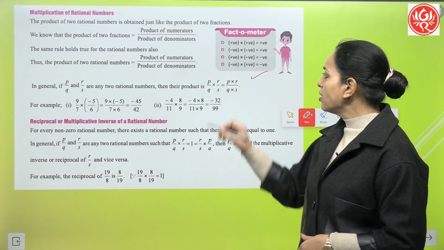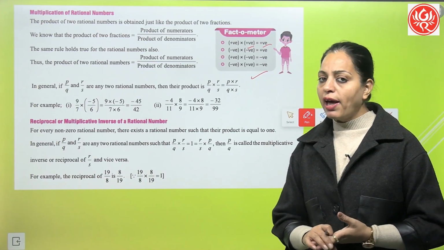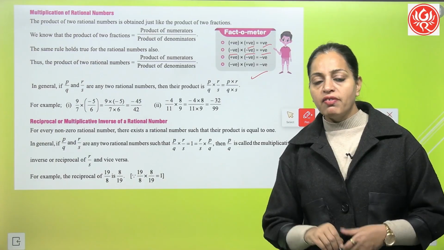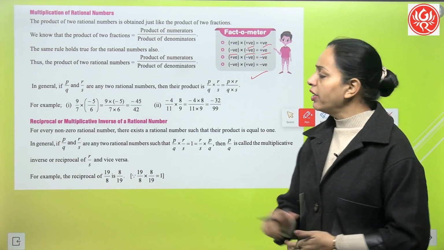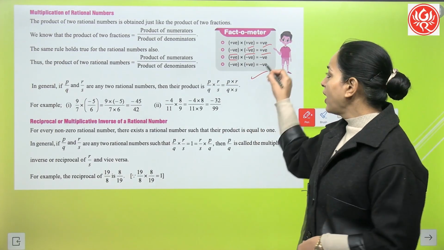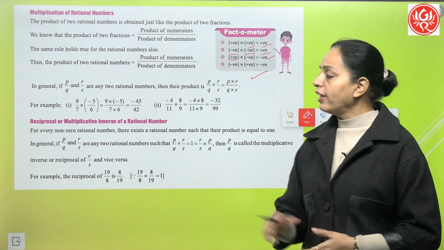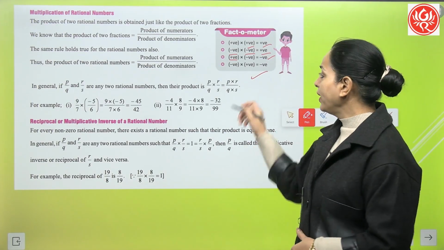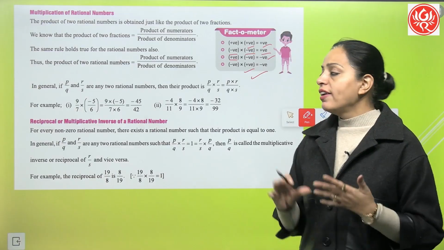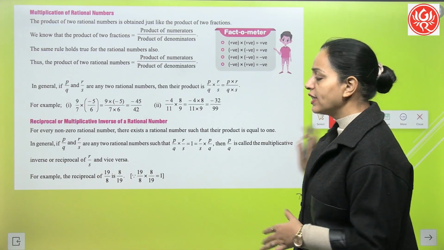Now here is the factometer: positive into positive equals positive. अगर हम दो positive numbers को multiply करते हैं, it becomes positive only, and negative into negative is also positive. अगर हम दो negative numbers को multiply करते हैं, that becomes positive only, right? The third one, positive into negative, that becomes negative. अगर एक positive number है, एक negative number है, उन दोनों को multiply करेंगे, you will get a negative number only, right? The next one is negative and positive. एक negative है, एक positive है, उनका multiplication, that is negative only, right? So I hope these points are clear to you.